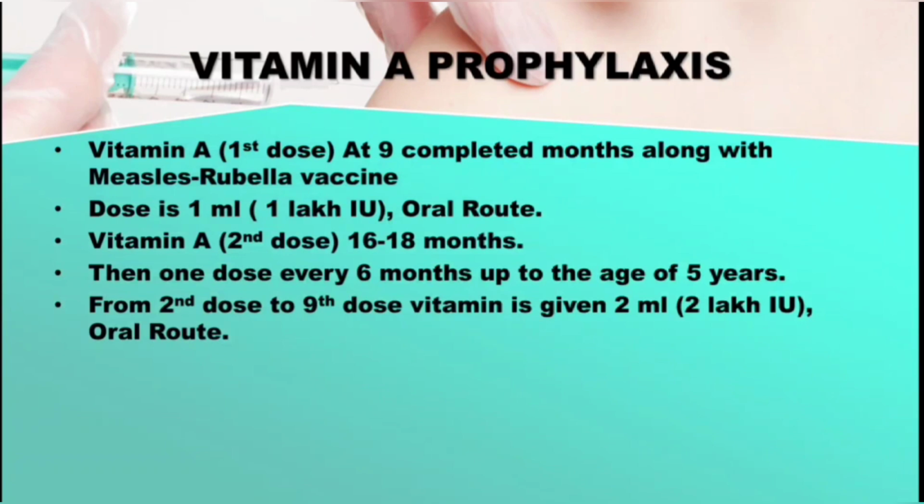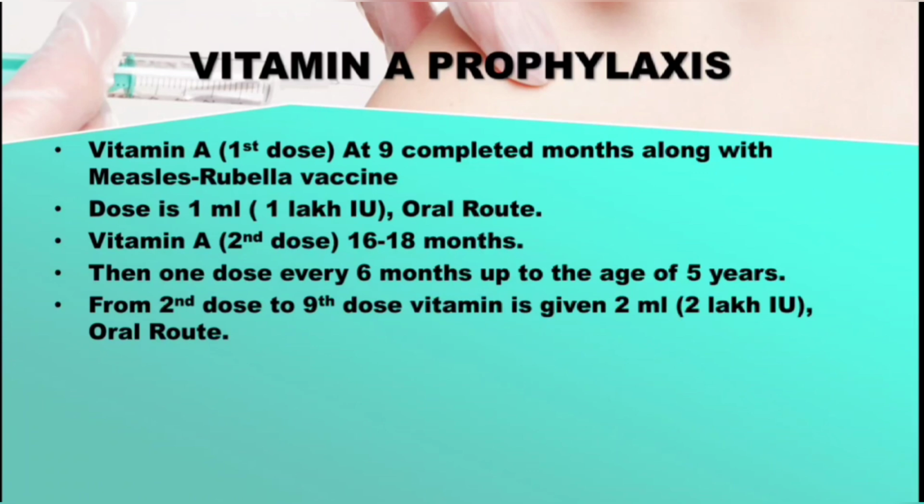Now coming to the vitamin A prophylaxis. The purpose of vitamin A prophylaxis was that whenever parents are bringing their children for immunization on the mass level, they will come to the community health center or the primary health center or the institution where the vaccination is done. All the children are coming there, so they can do mass prophylaxis against vitamin A deficiency. So they used to give vitamin A first dose at 9 months completed along with measles rubella vaccine, given orally.